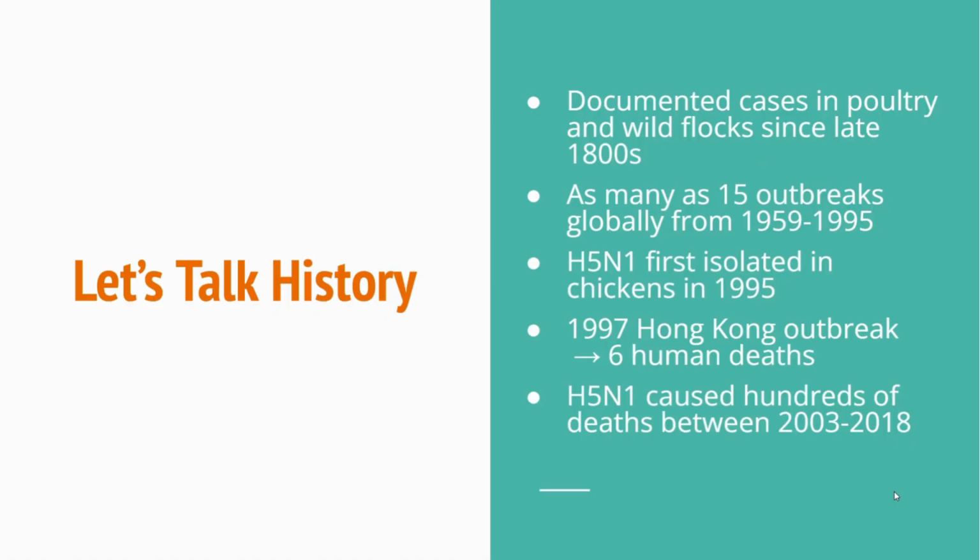Let's talk history. There have been documented cases in poultry and wild flocks since the late 1800s, with as many as 15 outbreaks globally from 1959 to 1995. H5N1 was first isolated in chickens in 1995, and in 1997 the Hong Kong outbreak killed 6 humans.